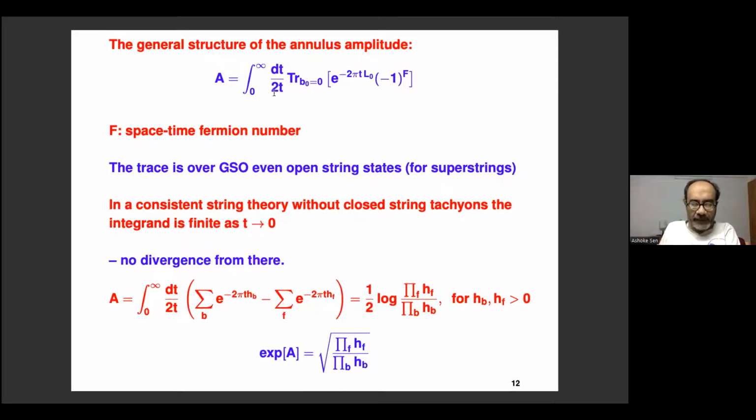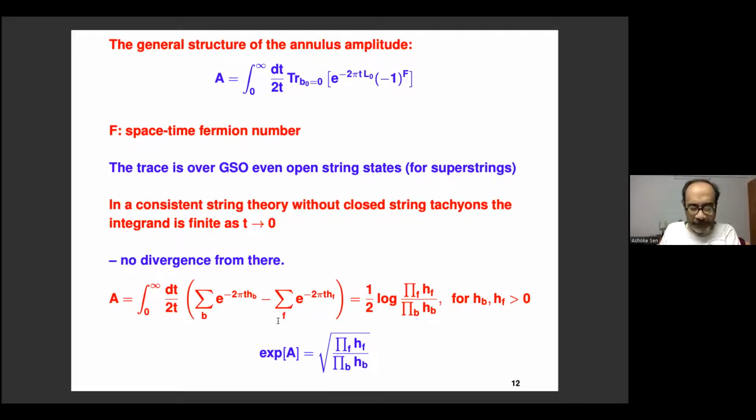Once you know that there is no divergence, what you can do is put a lower cutoff epsilon on this integral, and then take the limit epsilon goes to 0 at the end. In that process, once you have put this lower cutoff epsilon, you can deal with each of these terms in the trace separately.